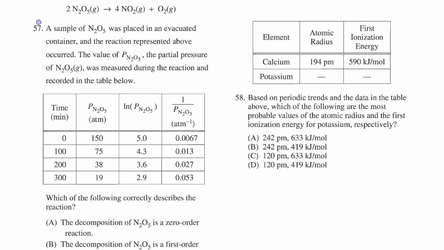Onto 57. A sample of N2O5 was placed in an evacuated container and the reaction represented above occurred. The value of the partial pressure of N2O5 was measured during the reaction and recorded below. Time increased, amount of the reactant decreased. We have ln of the partial pressure, and then we also have 1 over that. Notice we're not using concentration, we're using partial pressure, so we have the parentheses. So, which correctly describes a reaction? They want to know if it's first order, 0 order, second order.